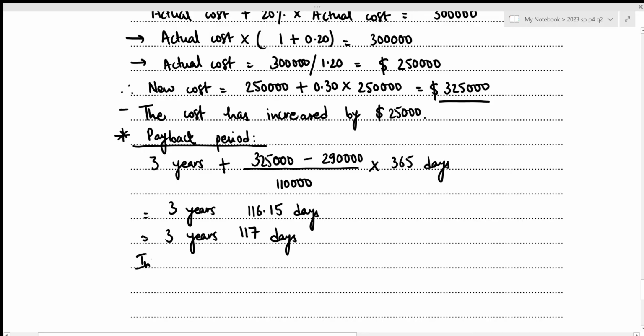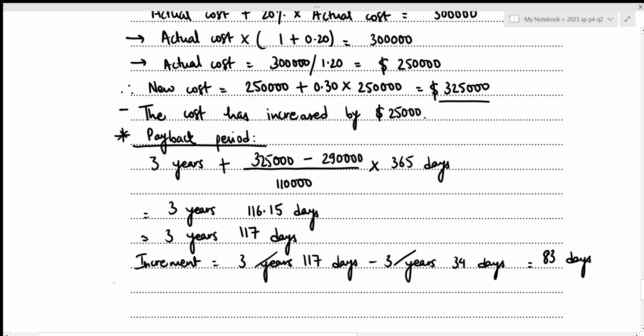So the increment is just the difference. That's 3 years, 117 days, minus 3 years, 34 days. So the years get cancelled out. And the days is 117 minus 34, which results in 83 days. This just means that we require 83 more days to pay back.